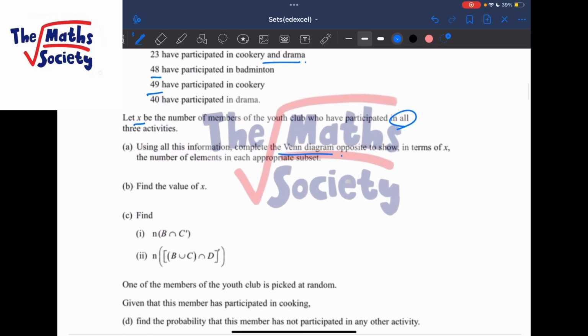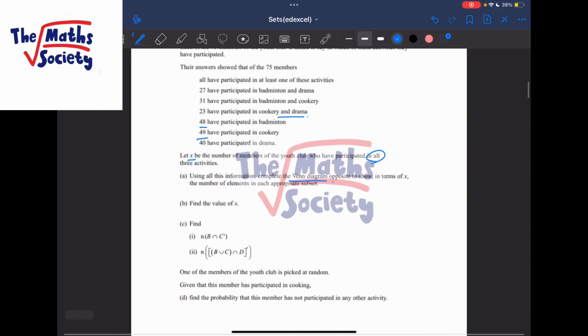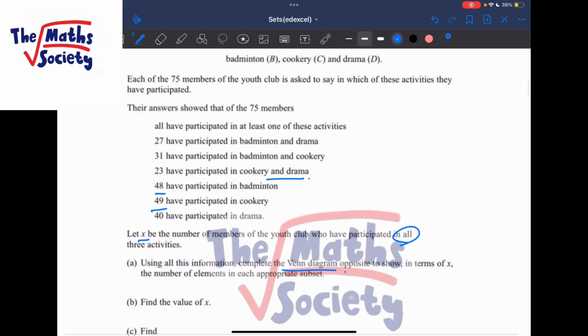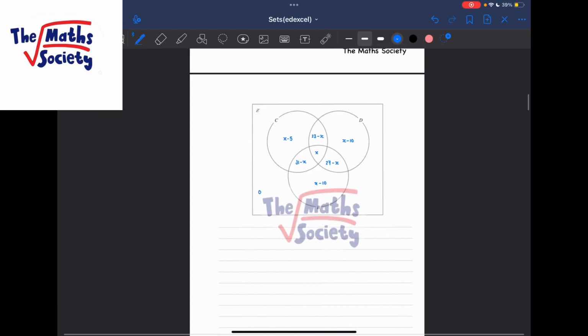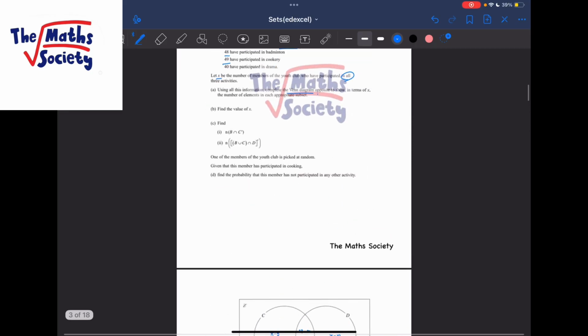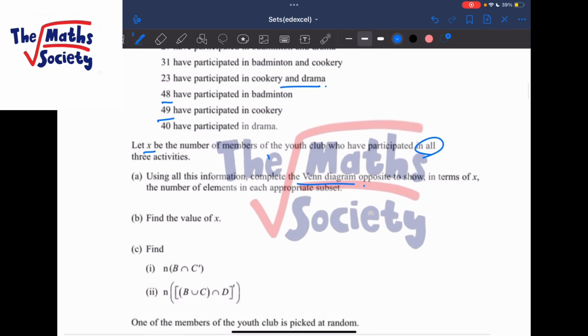And then you can see that it says find the value of x. We just need to find the value of x first. So we know that x plus, well, let me just have a look. It says that 75 members, yeah? So we can say that x plus 56 is just going to be the total. Which means x is just going to be 19.